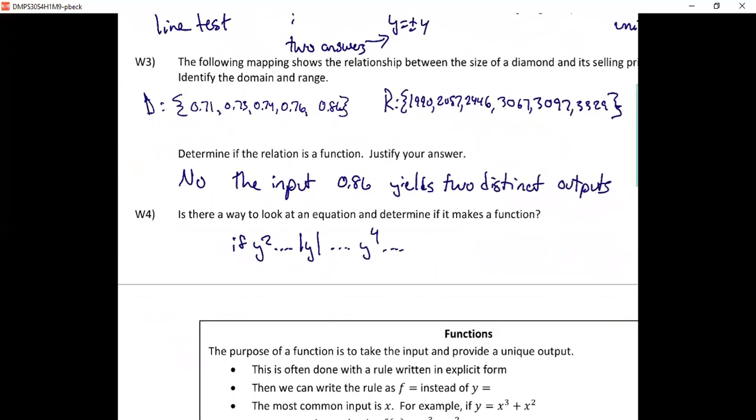Is there a way to look at an equation to determine if it makes a function? Your hint is if you have a y squared or an absolute value of y. Those are what we call even functions, which we're going to get into towards the end of, or really in this chapter. But if you have even exponents or the absolute value, then you know that you're going to have not a function.